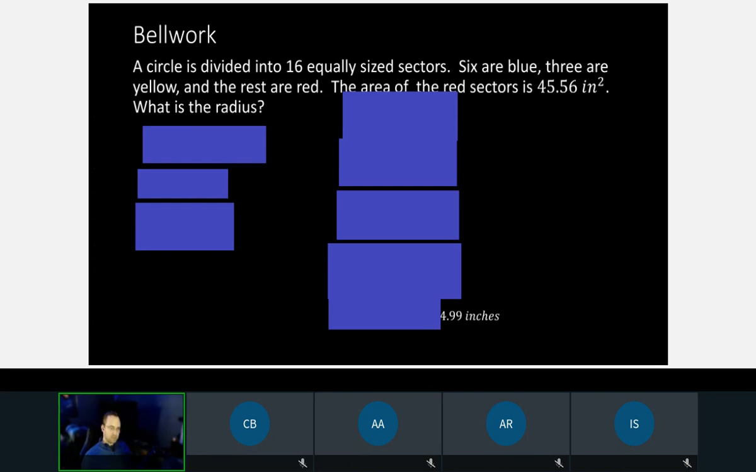People in chat, a bunch of people do not agree with me. Nobody got the same answer I got. So let's see where I made my mistake, or where I didn't make my mistake. I guess we'll find out. All right, so this problem gives you the red area, which is 45.56. Since we have six blue, three yellow, the rest are red, and there's a total of 16 equally sized sectors, that means seven, right? Seven must be red. People in chat agree with me.